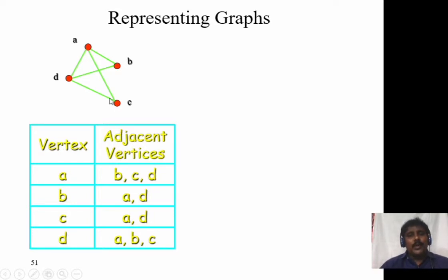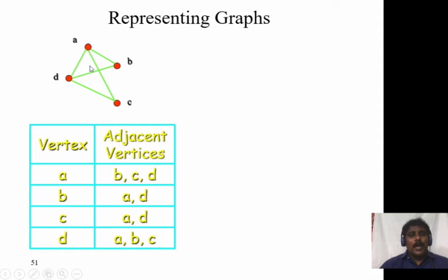Now the adjacent vertices. Let's see what the adjacent vertices are from A, B, C and D. From A, what are the adjacent vertices? A to B, A to C and A to D. So the adjacent vertices from A are B, C and D.